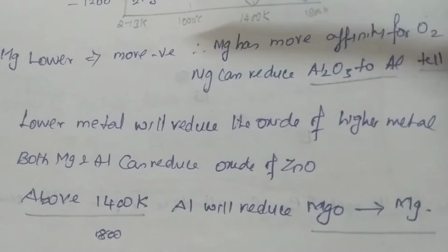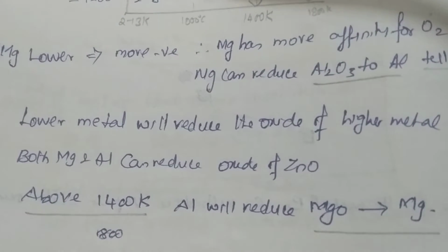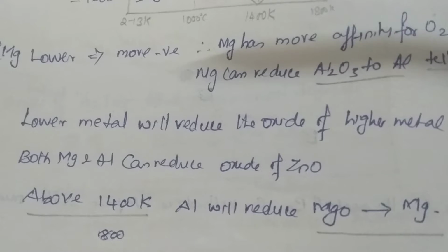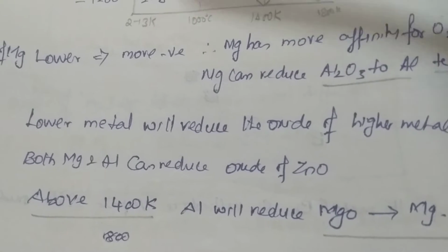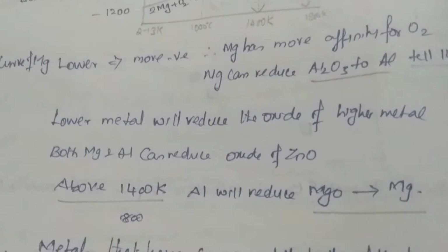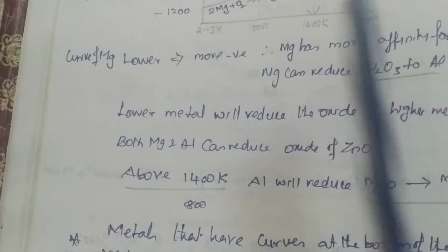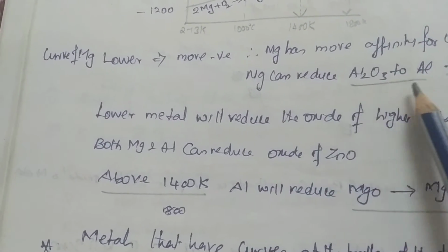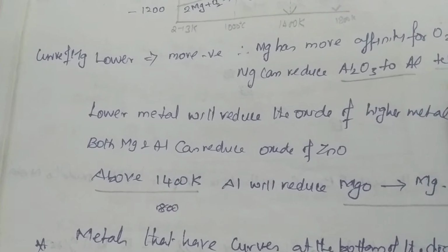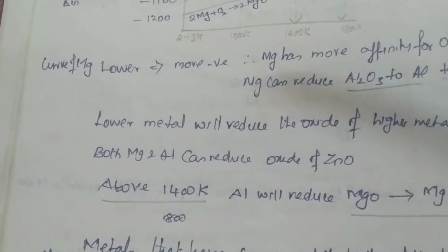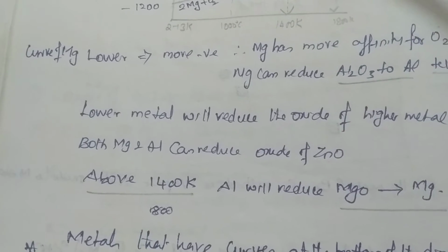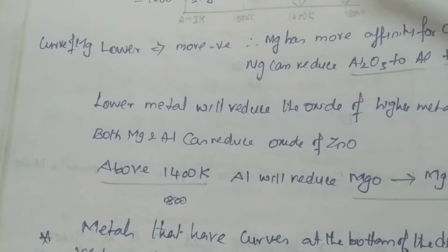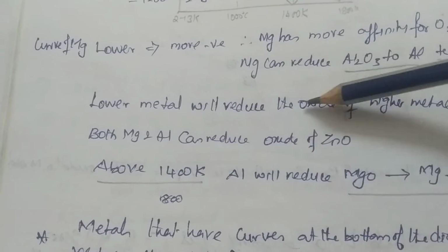Therefore, at this temperature, magnesium to MgO is more feasible than aluminum to aluminum oxide. Magnesium has more affinity for oxygen. Magnesium can reduce alumina to aluminum. Now this can happen only up to 1400 Kelvin, because after 1400 Kelvin, the lower metal will reduce the oxide of the higher metal.